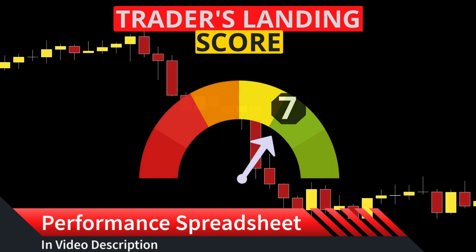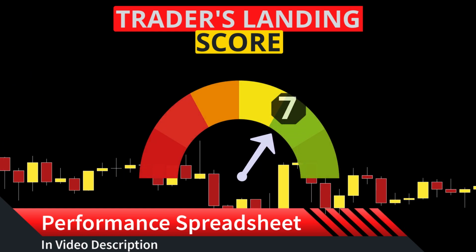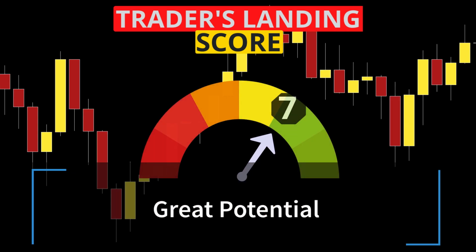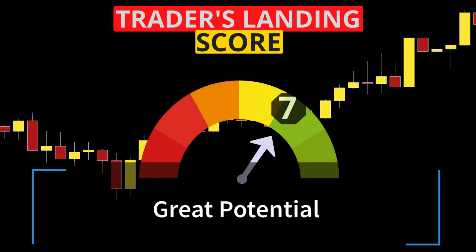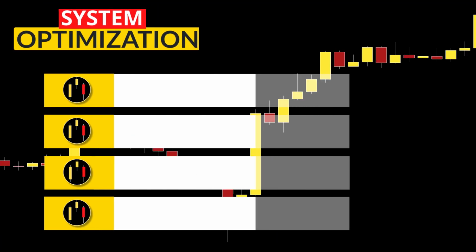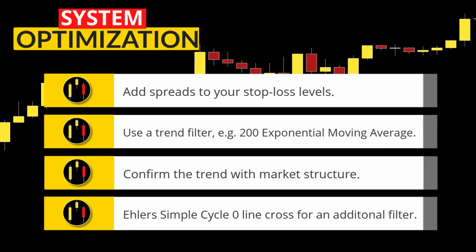I give this system a Trader's Landing score of 7 because this is a profitable system with limited drawdown, but I like it mostly because of the ways we can improve this strategy with these optimization tips. Remember, the enemy of great is good. I have 4 ideas on how we can improve this system.